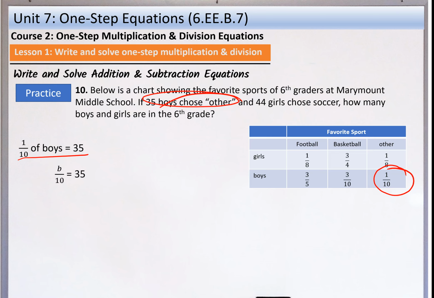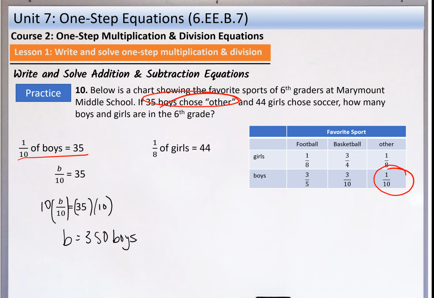And we'll go ahead and solve that. So the way we write that is we could write 1/10 B, but that's the same thing as B divided by 10. So B divided by 10, to solve that, we multiply both sides by 10, which means there must be 350 boys if 1/10 of them liked other sports besides football and basketball.